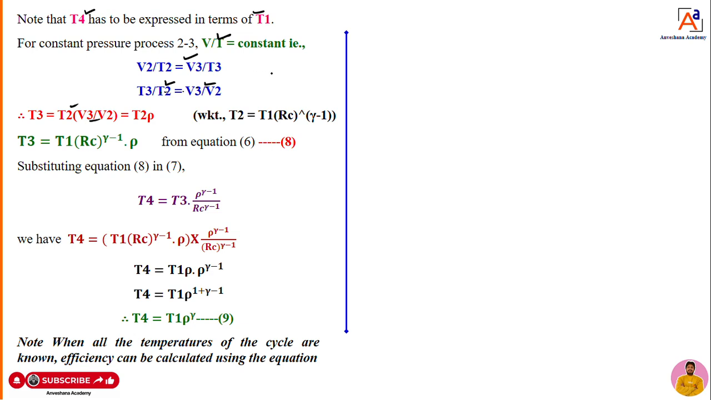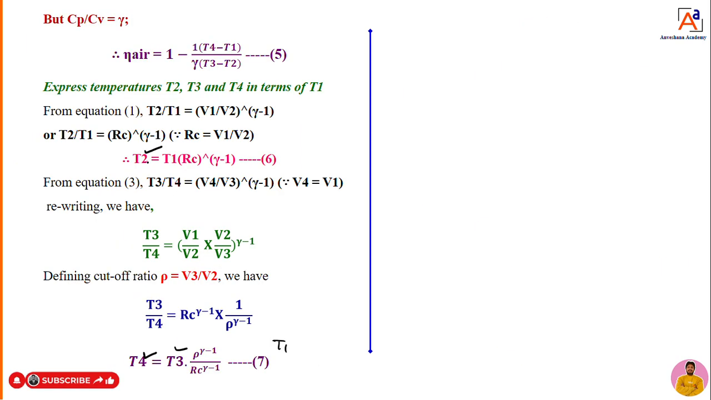What is V3 by V2? I told dear students, the cutoff ratio rho is equal to V3 by V2. So wherever V3 by V2 appears, I will mark it as rho. So T2 into rho, because V3 by V2 is the cutoff ratio that we know already. Fine. But again, you got T3 in terms of T2. What I have to do is express all temperatures in terms of T1 only. Somewhere I have calculated the value of T2. What is the value of T2? That you can see now.